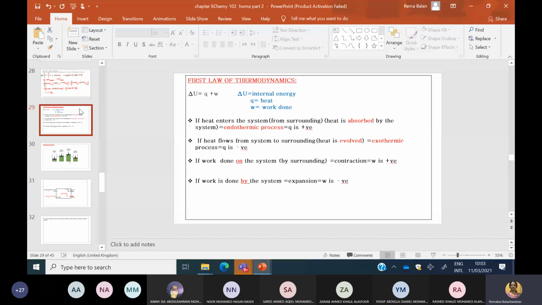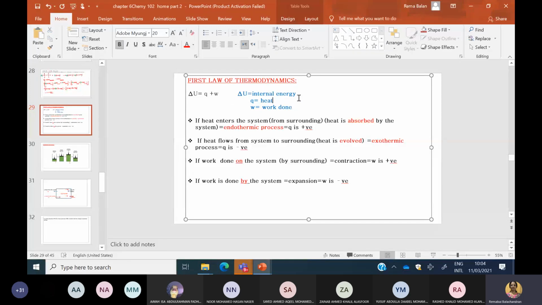Okay. So this is the first law of thermodynamics. There are three laws: first, second, and third law. You need to study only the first law. The mathematical form of the first law is delta U equals Q plus W. In some textbooks, instead of delta U, it's written delta E. So delta U and delta E are the same. This is the total energy change, which is called internal energy change. It is not internal energy, it's internal energy change.